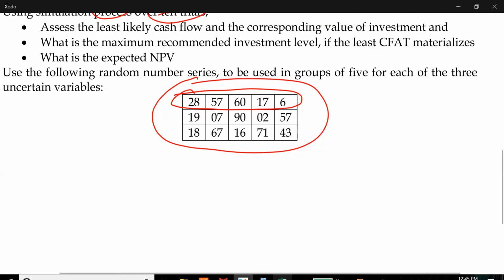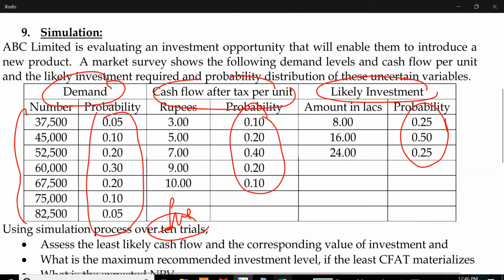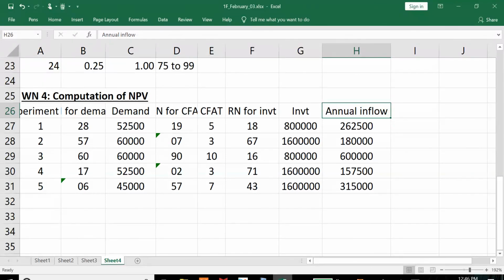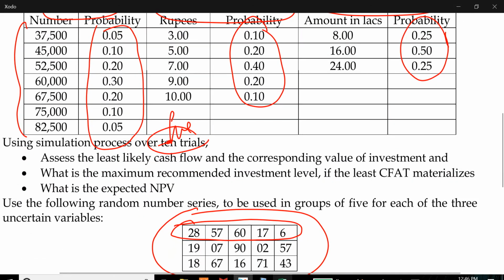Is the life given? I think it got missed out in the question. You take life as 8 years, okay? Discount rate? Okay, both got missed out. Just write life is 8 years, discount rate is 10%.